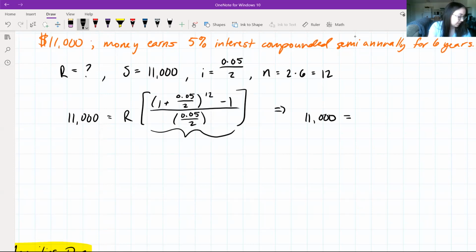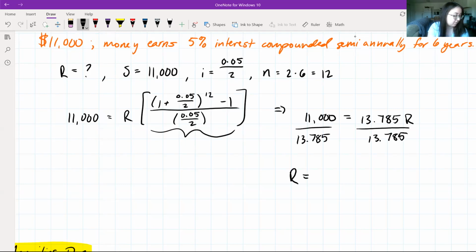And if you had, you should have gotten 11,000 is equal to 13.785 times R. Now we want to divide by our value of 13.785. And this is going to give us our value of R, which I also invite you to calculate on your own as well, which you should have gotten $797.39.